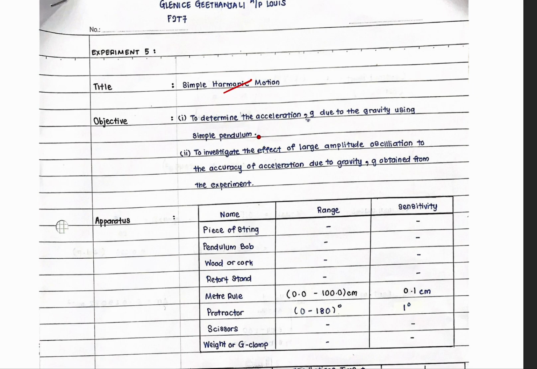So the objective for this experiment is to determine the acceleration due to gravity. So kita nak cari nilai G lah sebenarnya. And we want to investigate the effect of large amplitude oscillation on the accuracy of the acceleration due to gravity. So kita nak tengok kalau kita guna angle yang besar, adakah kita dapat G yang lebih accurate? Ataupun kalau kita guna angle yang kecil, kita akan dapat G yang lebih accurate.